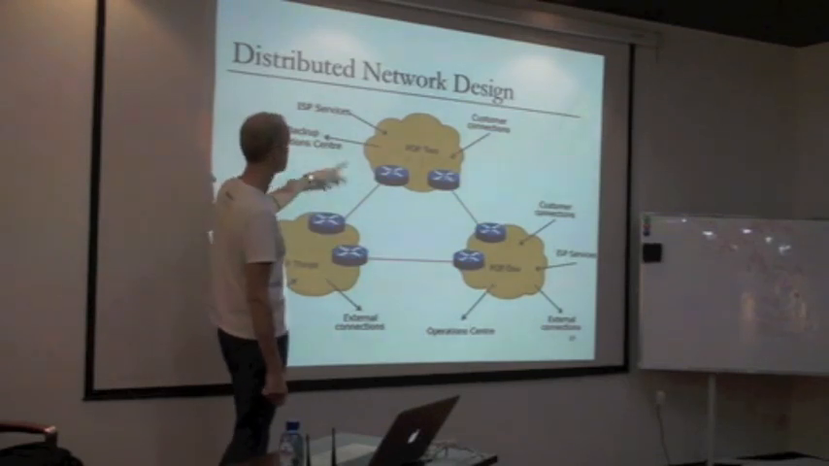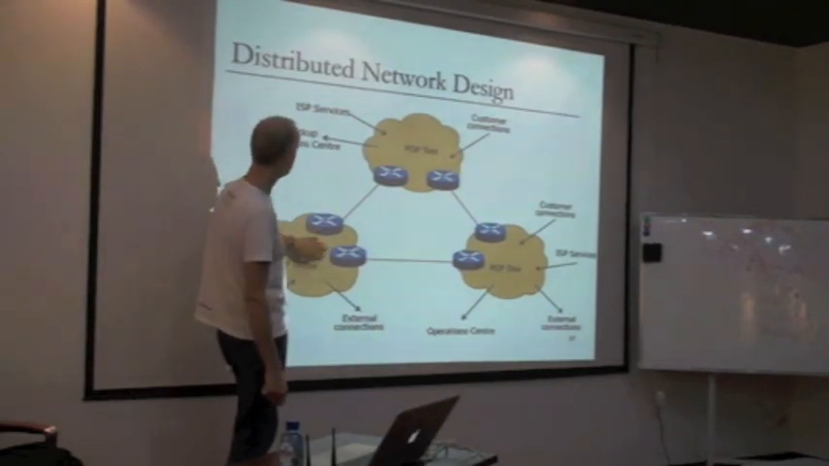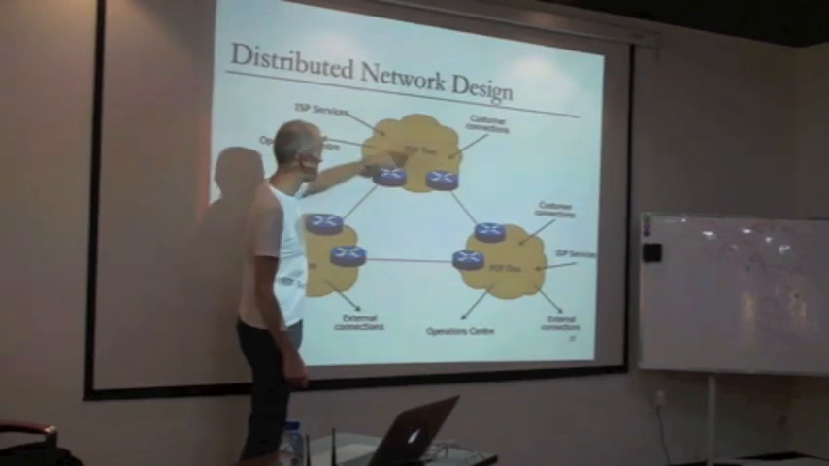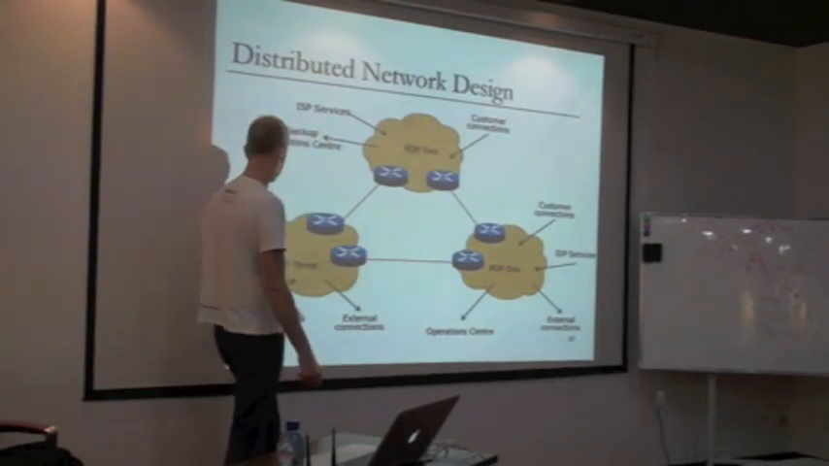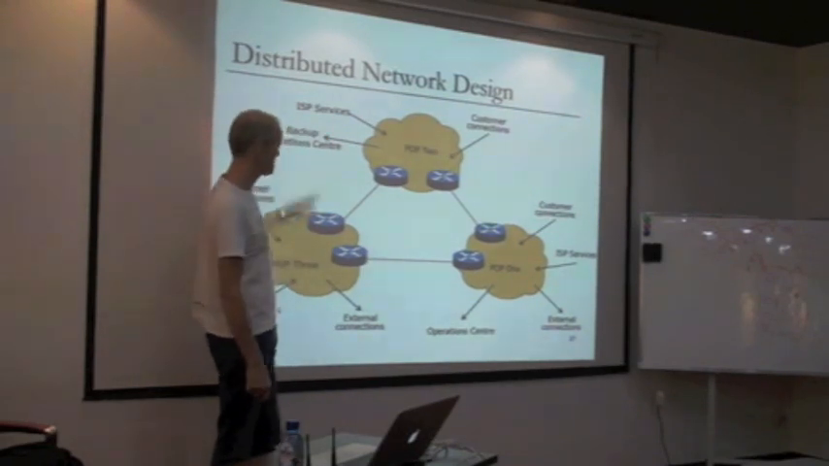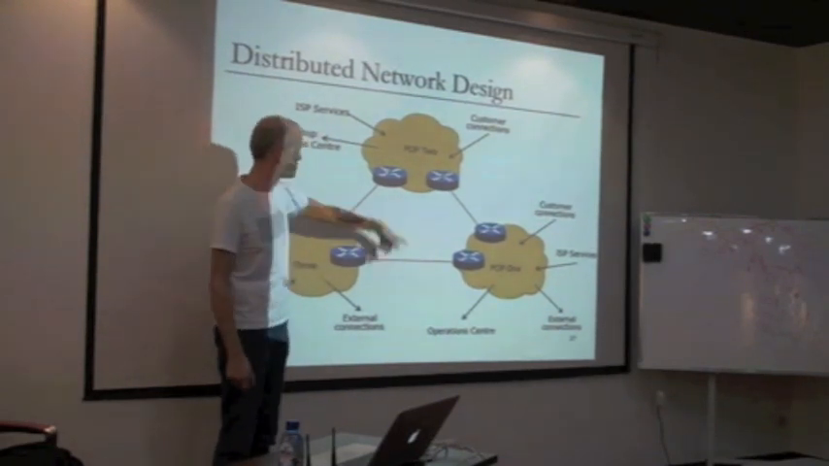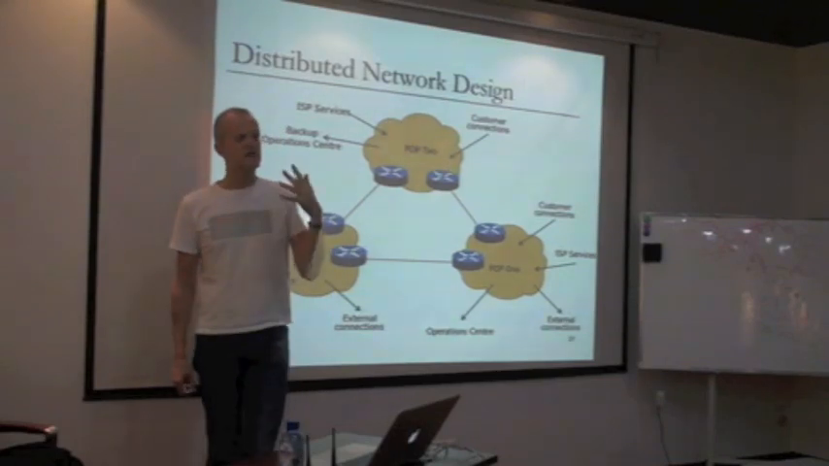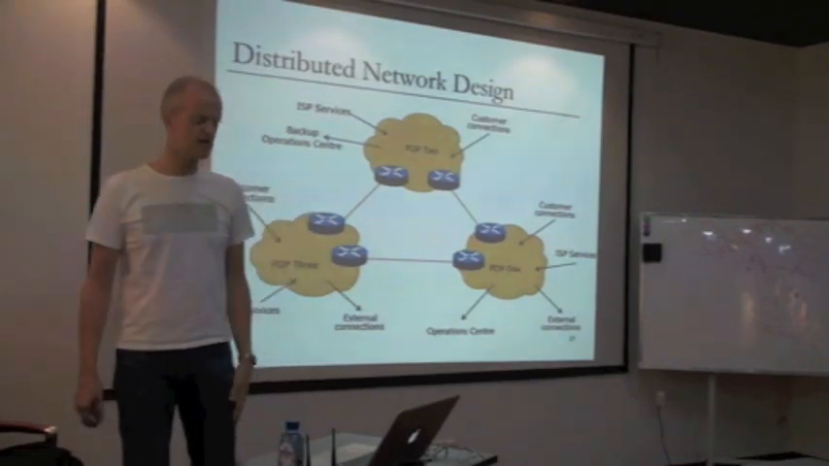So multiple POP, 3-POP backbone, you probably want something like this. You've got the 3 points of presence, 2 core routers in each. ISP services here and down there, customer connections in all 3. External connections in POP 1 and POP 2. You've got the backup operations center, you've got the primary one. You get the idea. Try and distribute services around the network.